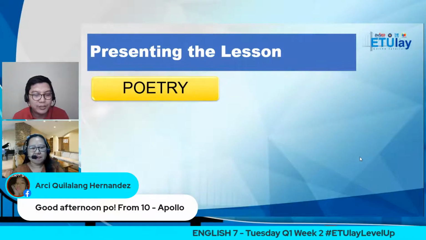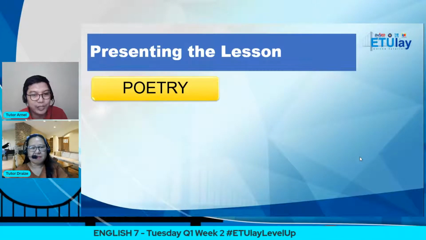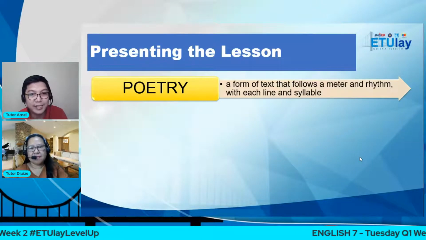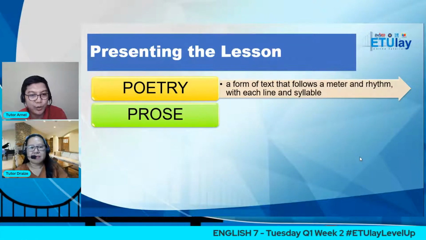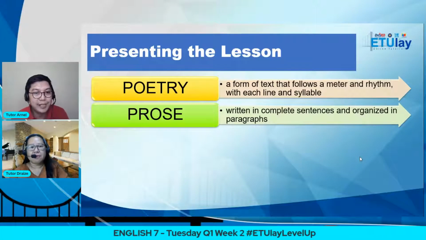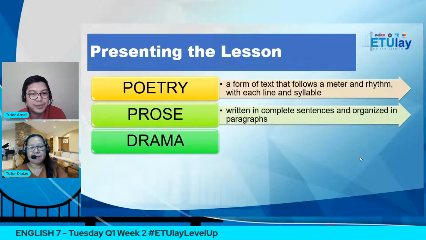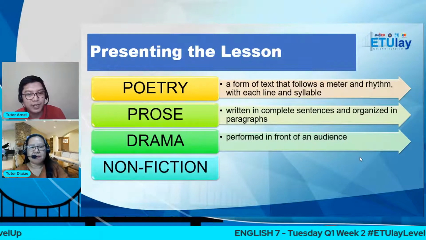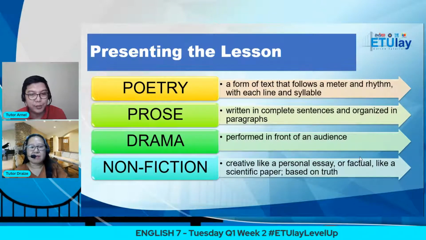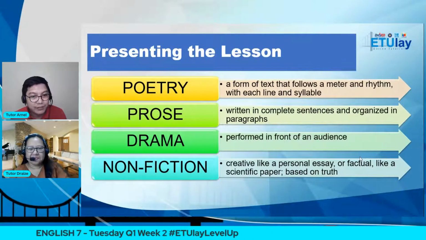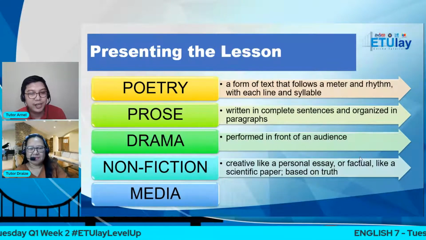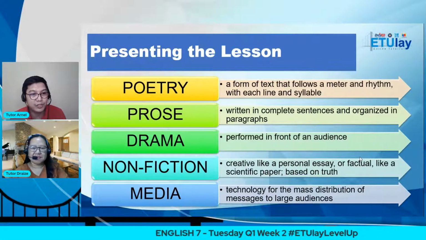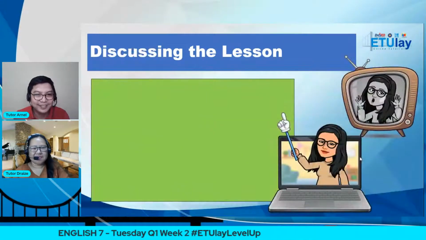So let's know more about the examples given earlier. Poetry is a form of text that follows a meter and rhythm with each line and syllable. On the other hand, prose is written in complete sentences and organized in paragraphs. Drama is performed in front of an audience. Nonfiction is creative like a personal essay or factual like a scientific paper, which is based on truth. And of course, media. Media is technology for mass distribution of messages to larger audiences.